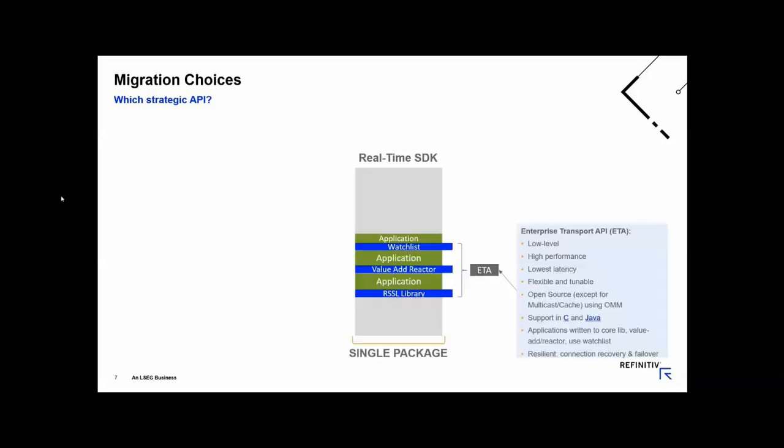So when it comes to migration, what are your choices in terms of strategic APIs? So what I'd like to do is quickly introduce what we meant by RT-SDK or real-time SDK. When you're getting one single package, you can download this from GitHub. And within that, there are multiple layers or multiple APIs, if you will, that you could write your application to. So let's start with the bottommost layer, the Rssl.